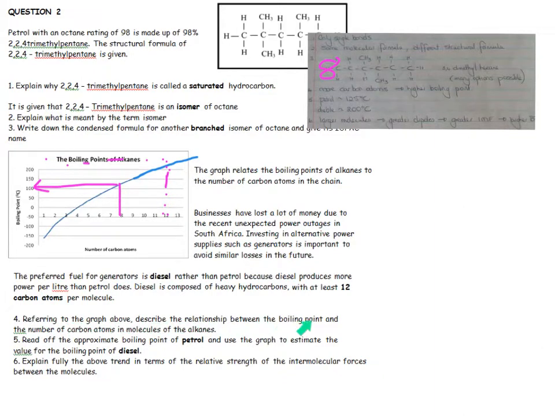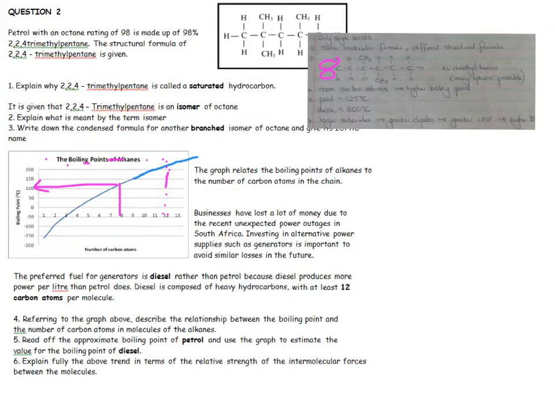Referring to the graph, describe the relationship between the boiling point and the number of carbons in the alkanes. The more carbon atoms, the higher the boiling point. Then read off the approximate boiling point of petrol. Reading off the approximate boiling point of petrol, I get about 125 degrees centigrade.